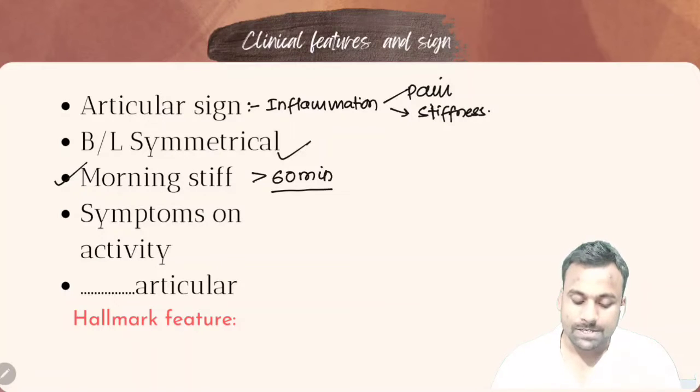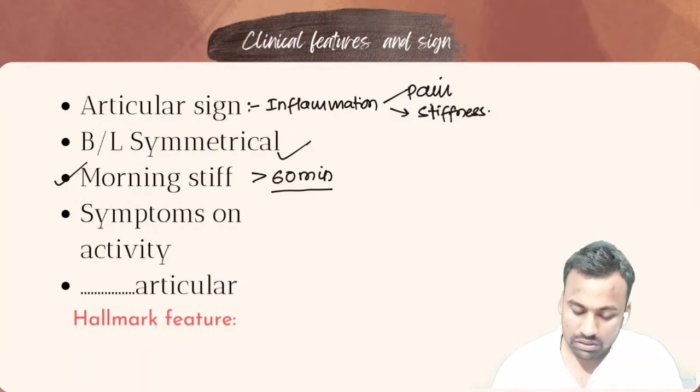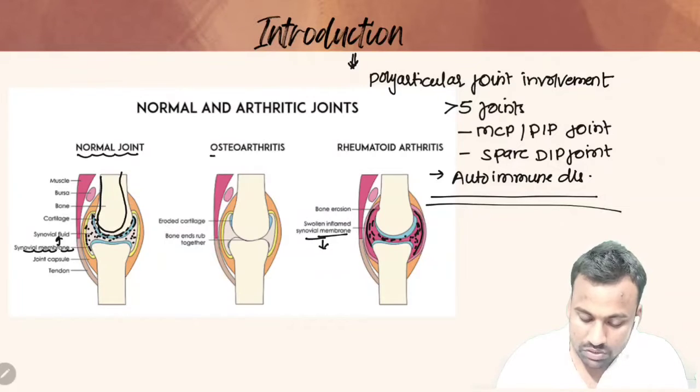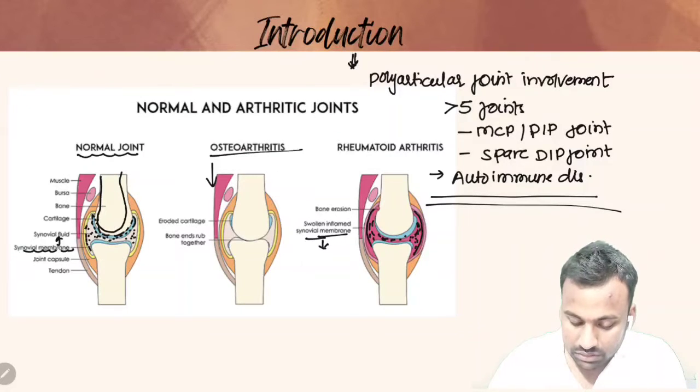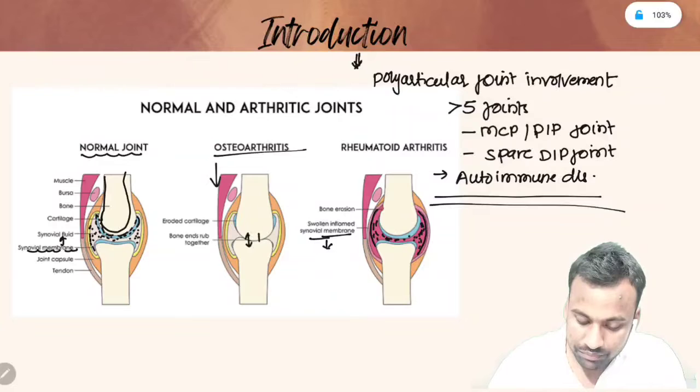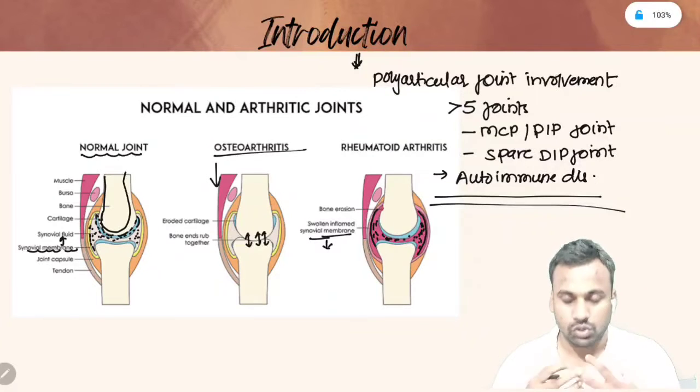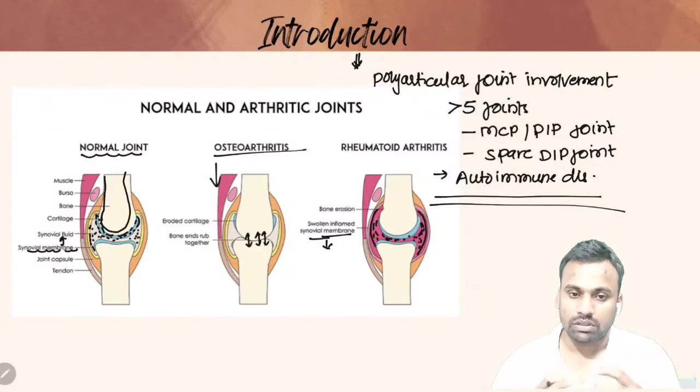If this stiffness is less than 60 minutes, approximately 30 minutes, we can think about osteoarthritis. In osteoarthritis, we can see decreased space in between the joints, which leads to a mobility problem for the patient. The patient cannot walk or move from one place to another, and on the basis of severity we can find the severe form of this osteoarthritis.